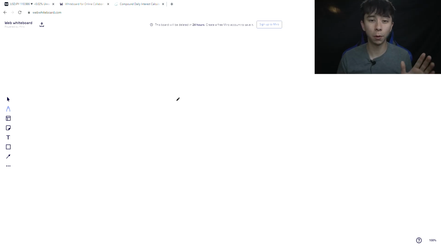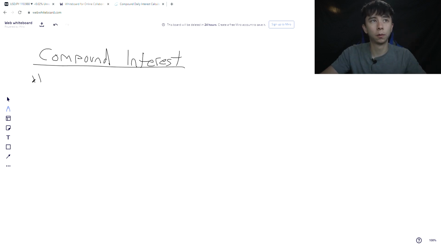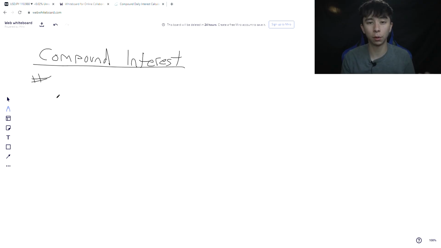A lot of people don't know about the power of compound interest. I'm going to show you guys exactly how it works right now. So this is concept one, compound interest. This is exactly how you're going to grow a really small account into a big $100,000 account or more. So I'm going to break it down really simple for you.